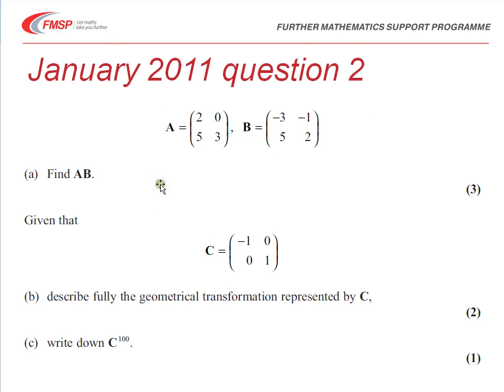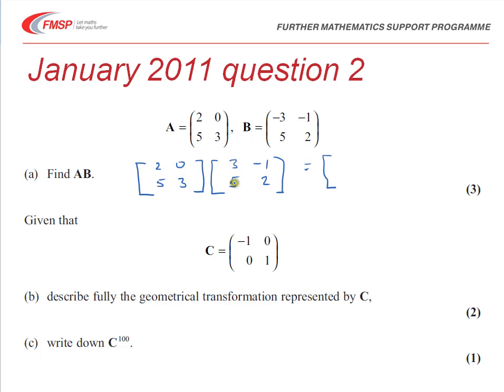Going on then now to look at some particular questions. First of all, a straightforward one looking at multiplication of matrices. So AB, remember that that order is important. 5, 3 multiplied by -3, 5, -1, 2. The answer to this is quite straightforward, so it's just a matter of making sure that you get the multiplication.